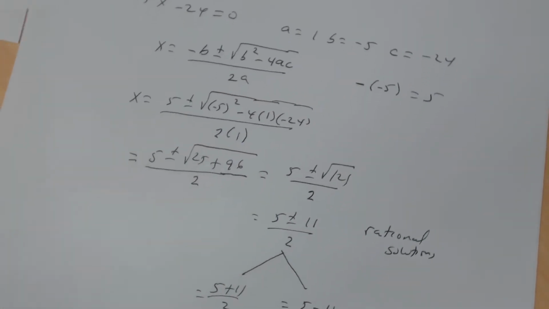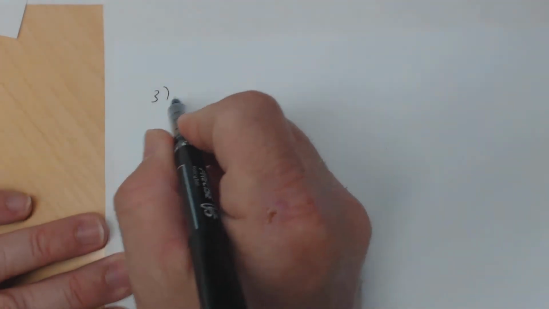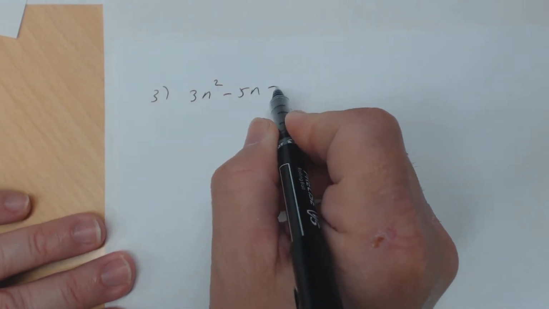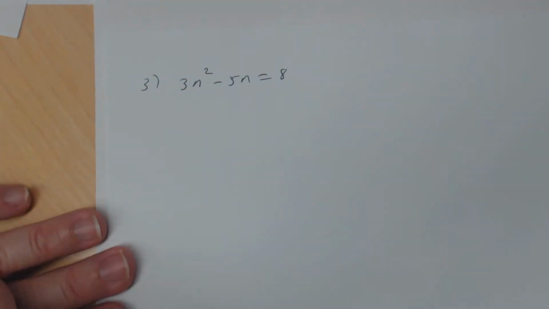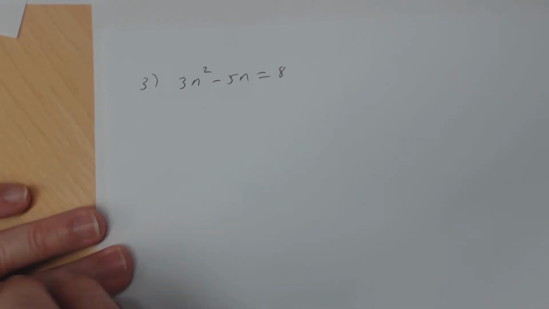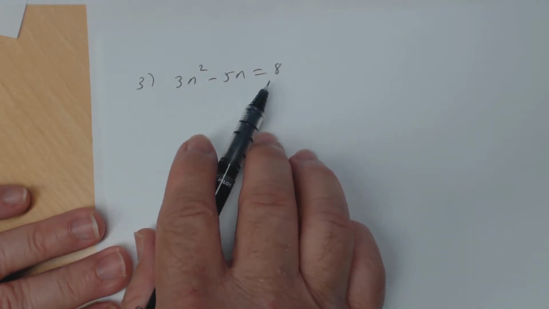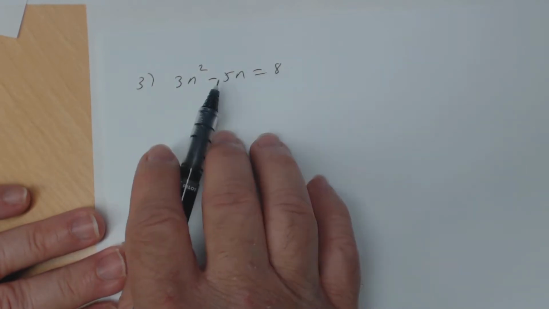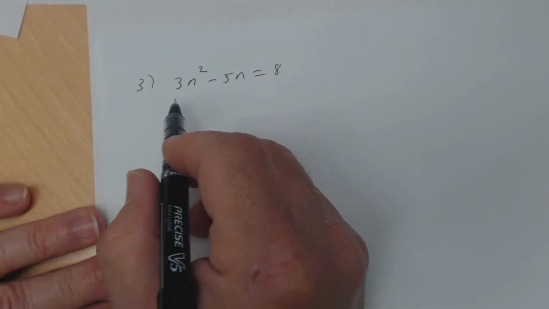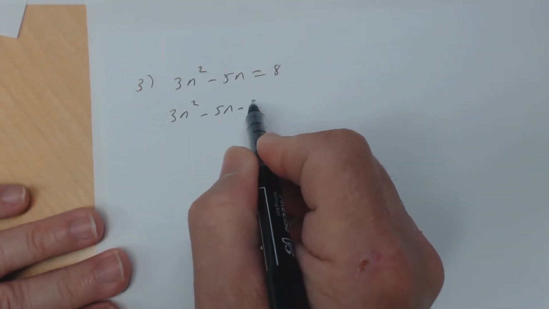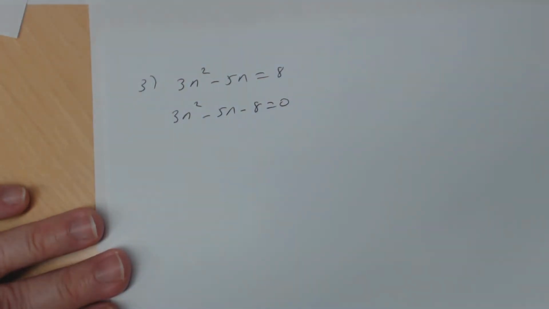All right, let's look at number 3. So number 3, you're going to have 3n squared minus 5n equals 8. Okay, so you have this quadratic equation. You want to use the quadratic formula. So first of all, you've got to make sure it's in standard form. So let's bring the 8 to the other side. So we get 3n squared minus 5n minus 8 equals 0.